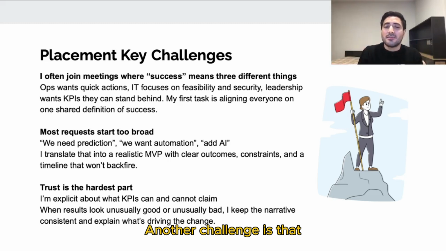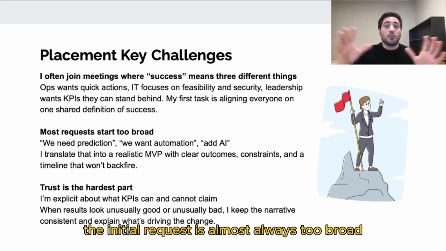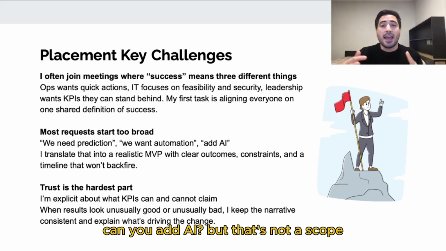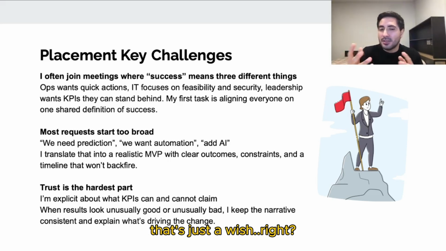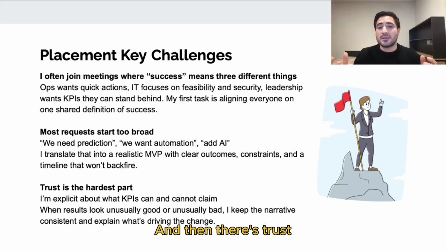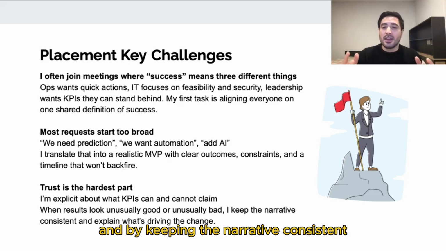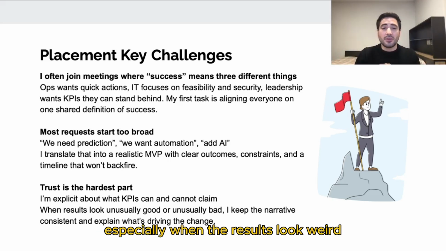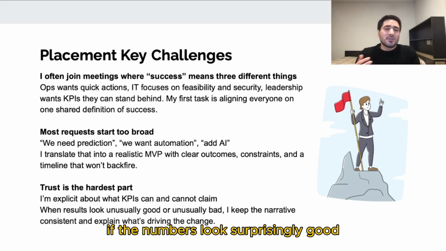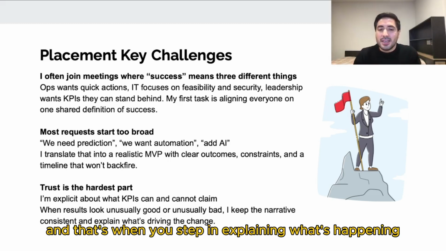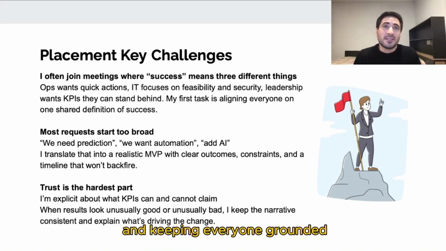Another challenge is that the initial request is almost always too broad. People say, we need prediction, or we want automation, can you add AI? But that's not a scope, that's just a wish, right? And then there's trust. Trust is everything in this role. You earn it by being super clear about what the KPIs can and cannot claim, and by keeping the narrative consistent, especially when the results look weird. If the numbers look surprisingly good or surprisingly bad, people start jumping to conclusions. And that's when you step in, explaining what's happening and keeping everyone grounded.